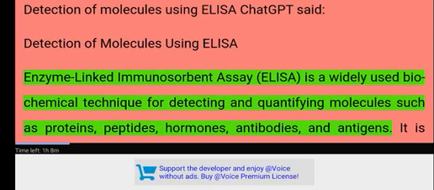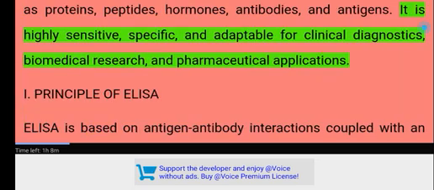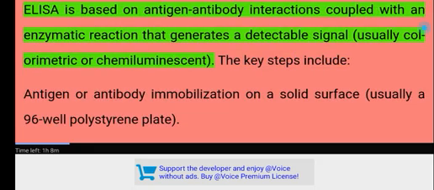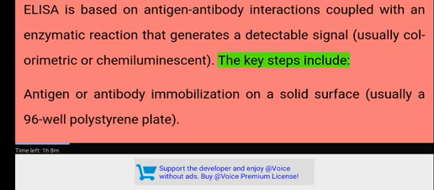Enzyme-linked immunosorbent assay, ELISA, is a widely used biochemical technique for detecting and quantifying molecules such as proteins, peptides, hormones, antibodies, and antigens. It is highly sensitive, specific, and adaptable for clinical diagnostics, biomedical research, and pharmaceutical applications. Principle of ELISA. ELISA is based on antigen-antibody interactions coupled with an enzymatic reaction that generates a detectable signal, usually colorimetric or chemiluminescent. The key steps include antigen or antibody immobilization on a solid surface, usually a 96-well polystyrene plate.